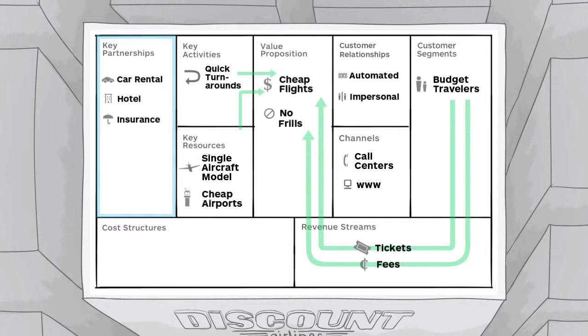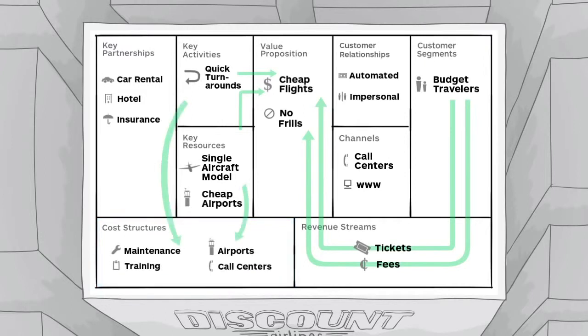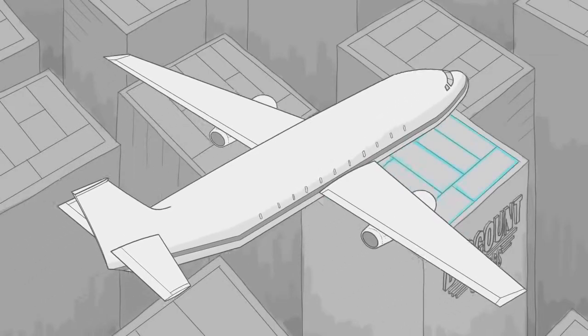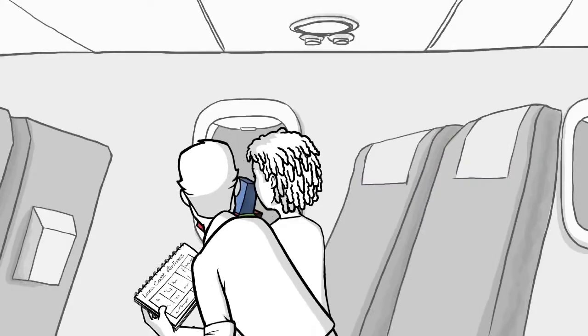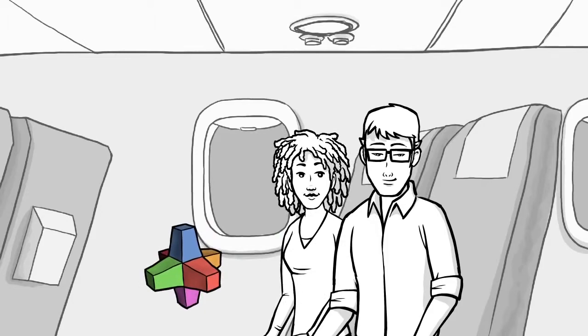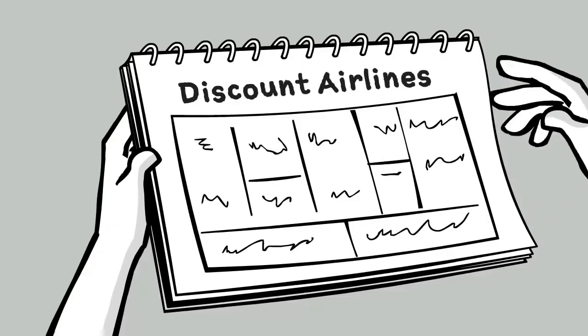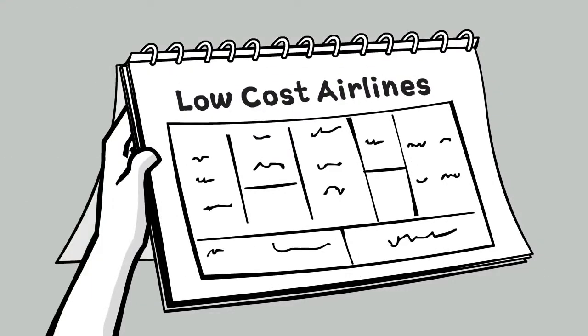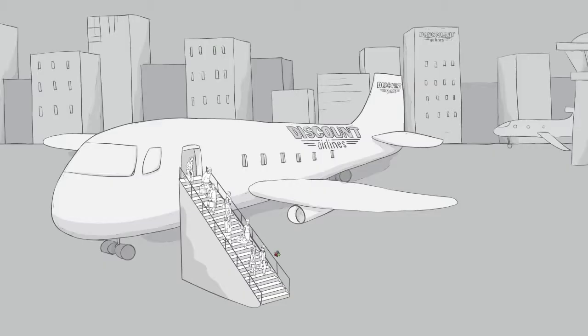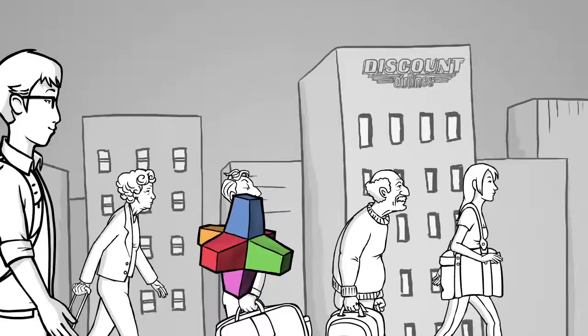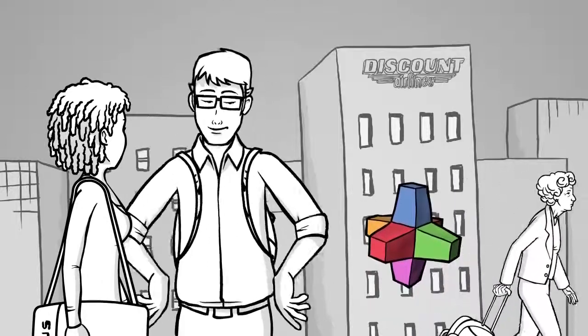insurance companies. Finally, under cost structures, all maintenance, training, airport, and call center costs are trimmed to their lowest levels. All of these pieces working together make their fares almost impossible for traditional airlines to compete with. There's nothing superior about these airlines except their business models. They're reaching an entirely new segment of travelers out of reach for traditional airlines.